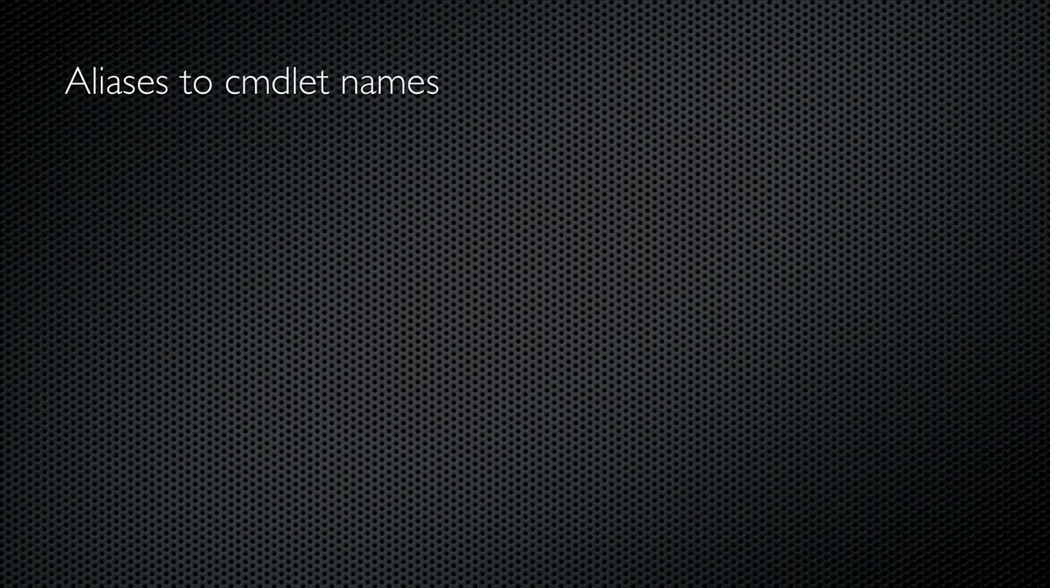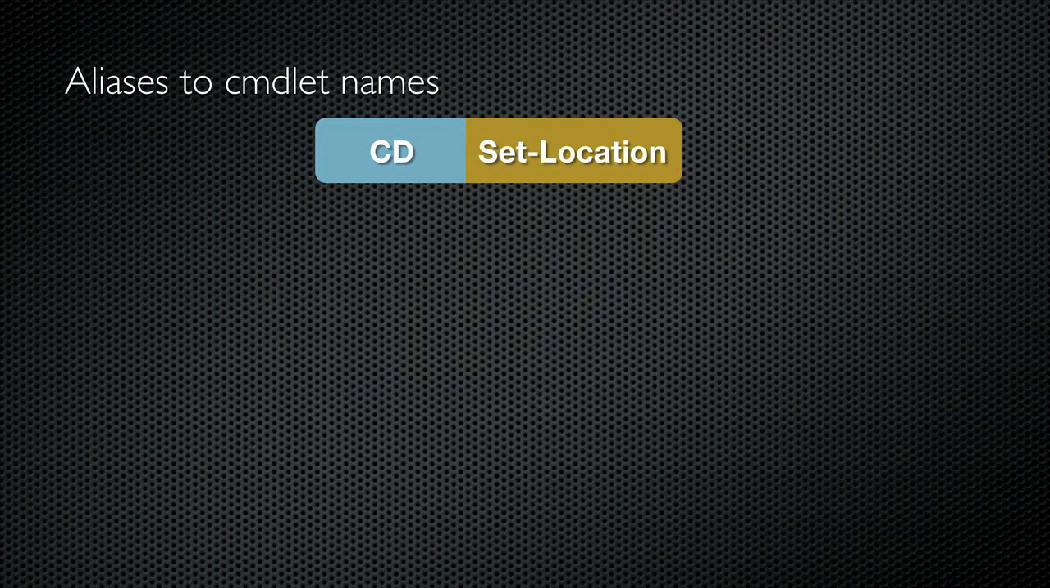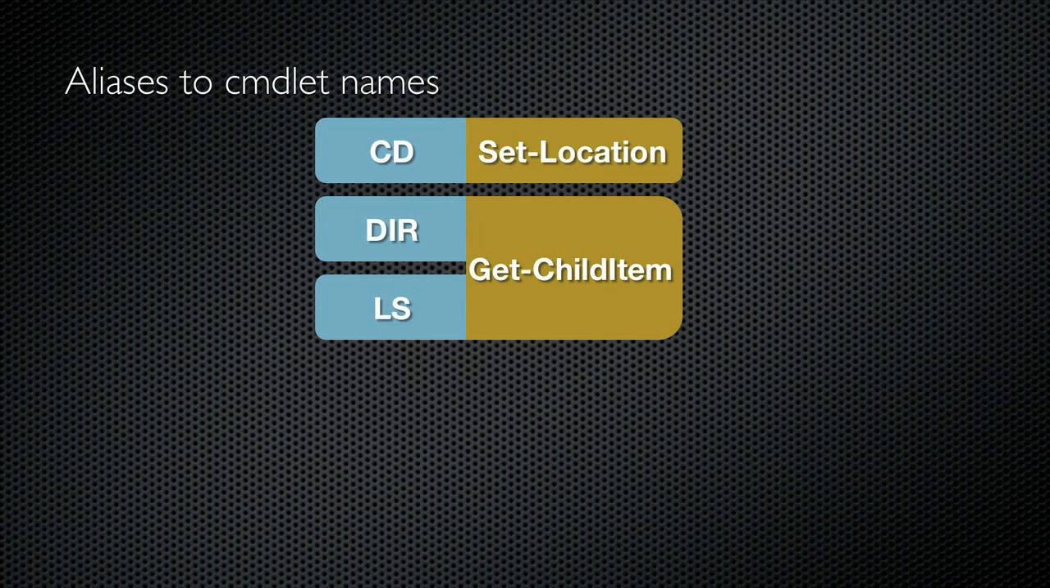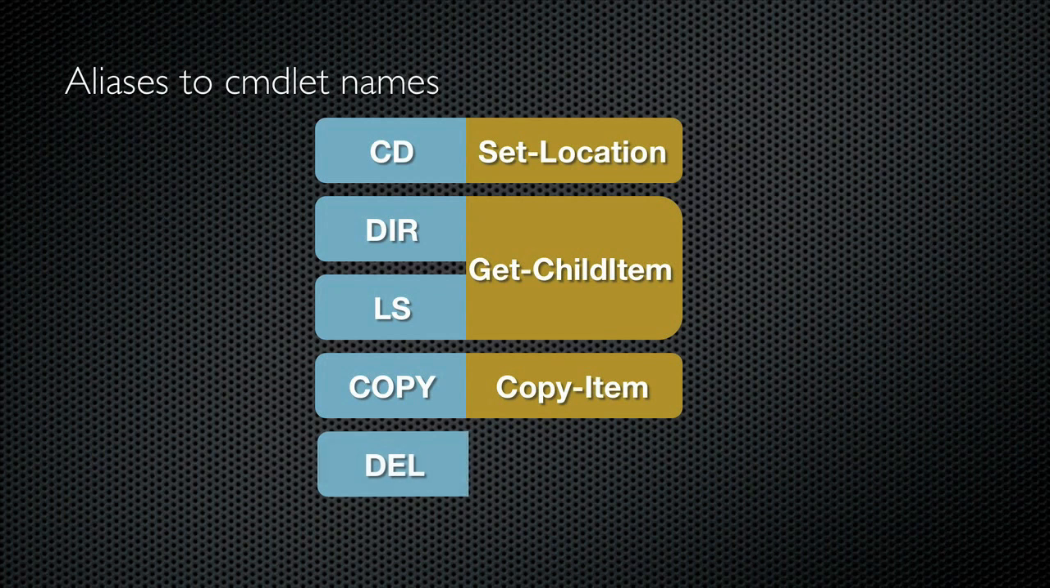Those familiar DOS or Unix-style commands I showed you are actually just aliases to Windows PowerShell commandlets. CD is an alias to set location. Both dir and ls are aliases to get child item. Copy is an alias to copy item, and del is an alias to remove item. Some of these commandlets have other aliases too, such as gci for get child item. It doesn't matter which alias you use, the command works exactly the same either way.